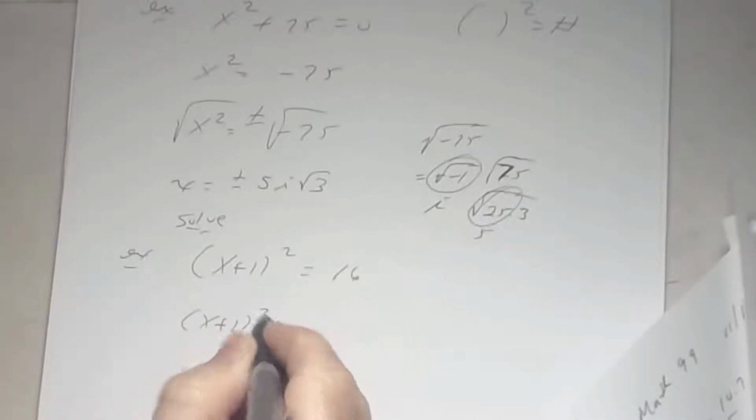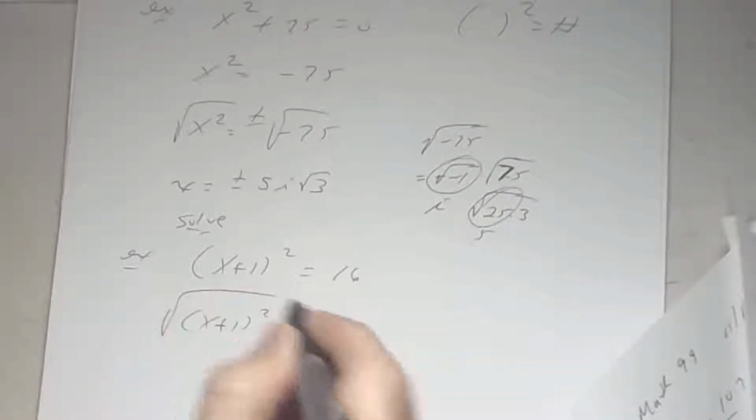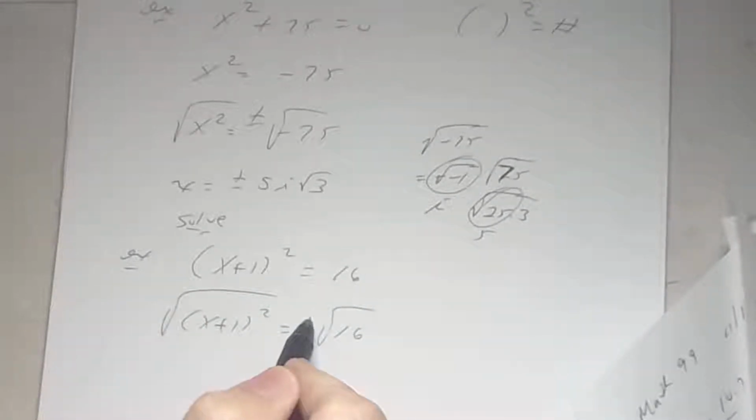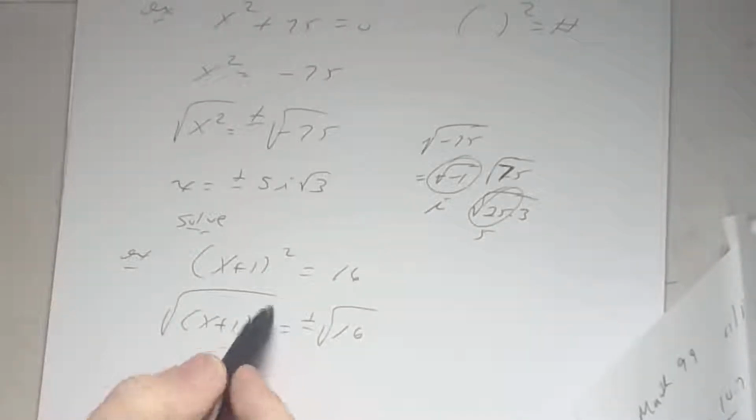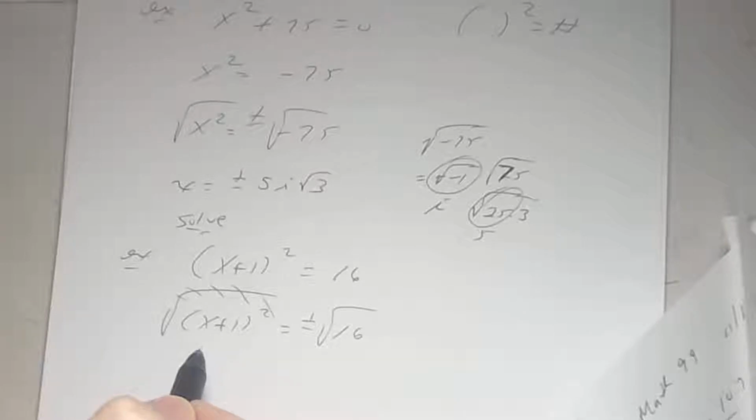Now watch what happens. Very simple. Square root. Now on this side, what do I write though? Plus or minus. The square and the square root undo each other. So what's left over here? It's just x plus 1 equals plus or minus the square root of 16, which is 4. All right, so that's where I'm at. Okay? Any questions at this point?